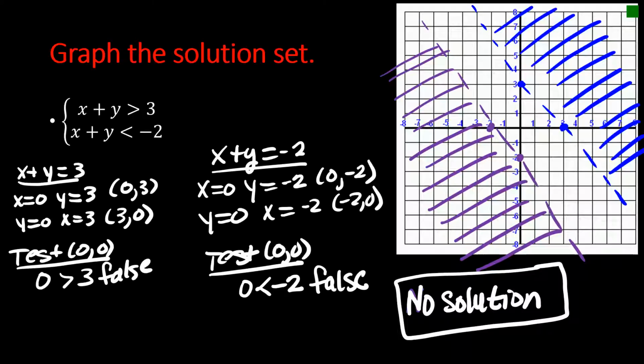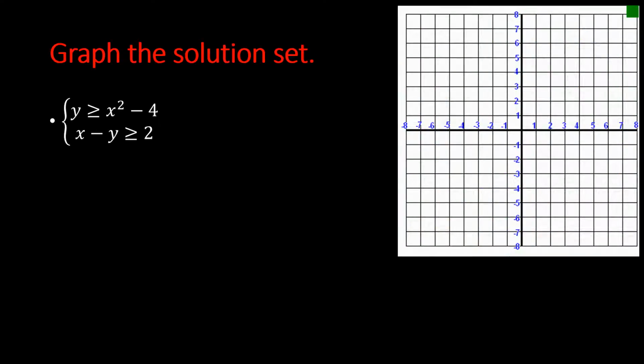This set of inequalities has no solutions. Let's look at another one. Here we have y is greater than or equal to x squared minus 4. That's a parabola. It's going to be a solid line. And we have x minus y is greater than or equal to 2. That's a straight line, and it's going to be a solid line as well.